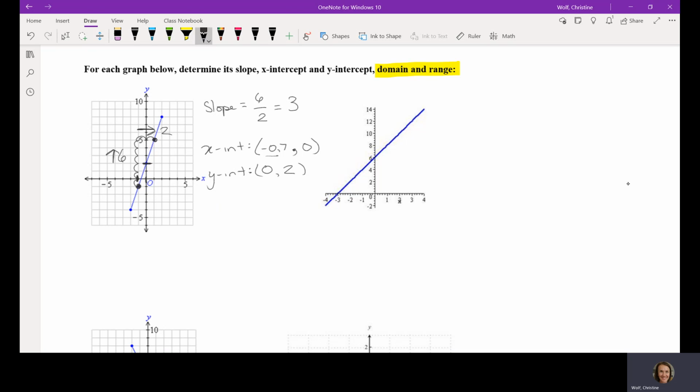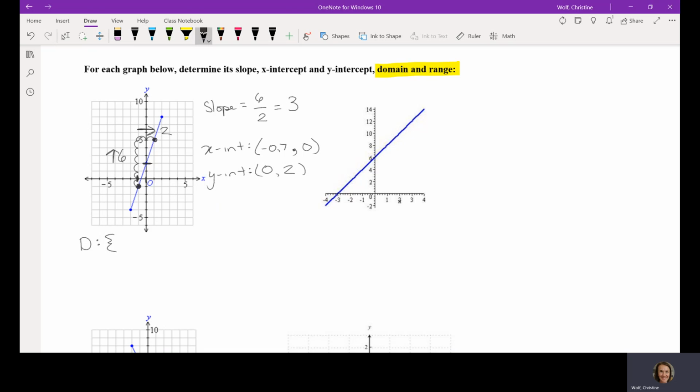So for x-intercept, you find where it crosses the x-axis at, and then your other number will always be 0. Similarly, when you find the y-intercept, you find where it crosses the y-axis at, and your other number will always be 0. All right, I'm going to do domain and range down here.